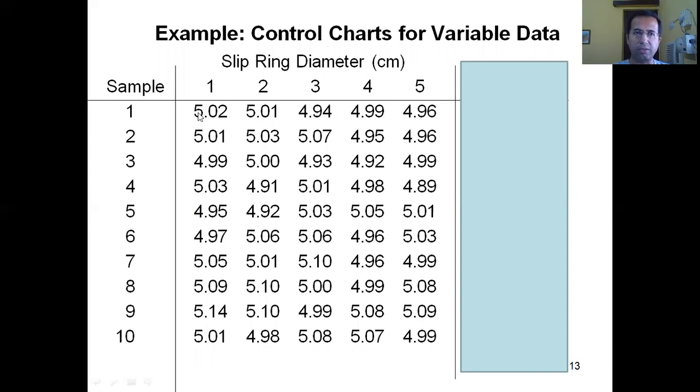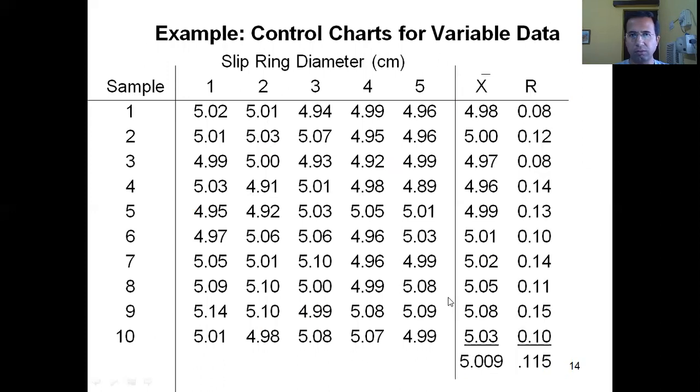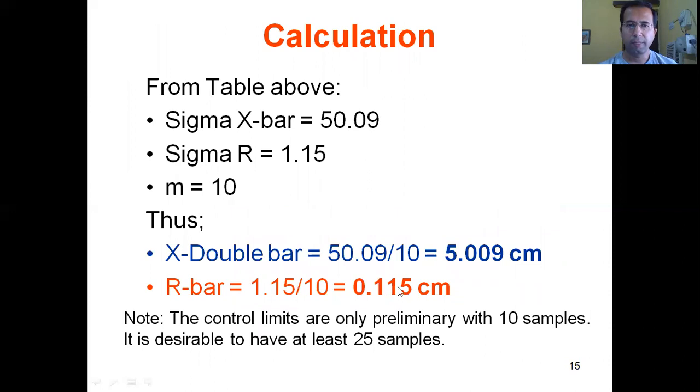Now what we do next is find the mean of each sample and then the grand mean, which is given by x double bar. So the x bar value comes out as 5.009, and then the R value, which is range. You can see how we find the range: the difference between the minimum and the maximum value in a sample, irrespective of the sign. We only write the positive value. So 0.115 is the range.